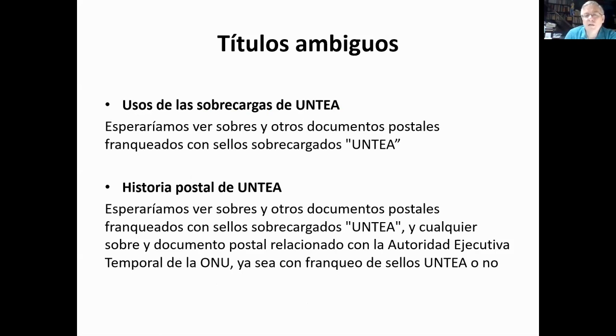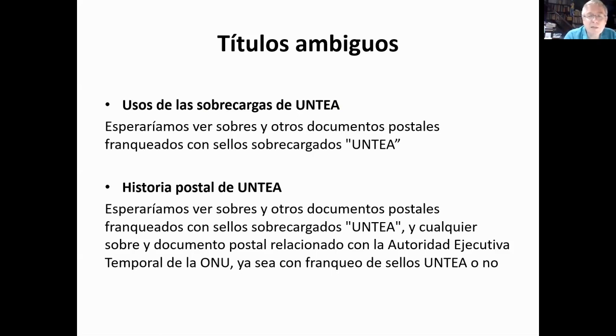Now, apart from titles that really convey very little information, you also have ambiguous titles which can be misunderstood or misinterpreted. And this is just one example. Taking the United Nations administration in Indonesia, the UNTEA authority. The first title talks of uses of the UNTEA overprinted stamps. Now, in this case, you would expect that covers and other postal documents would only be stamps overprinted UNTEA. That's what you would expect from the title.